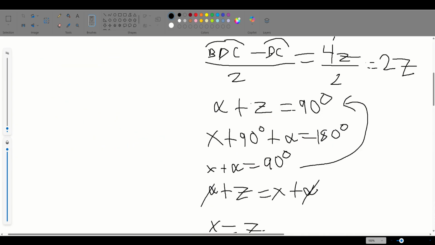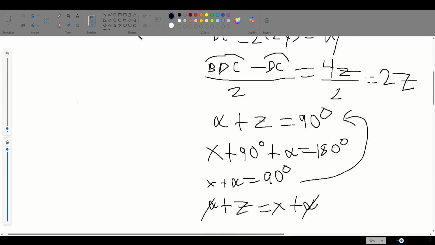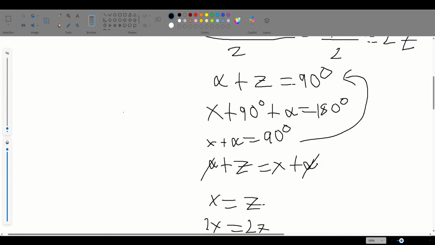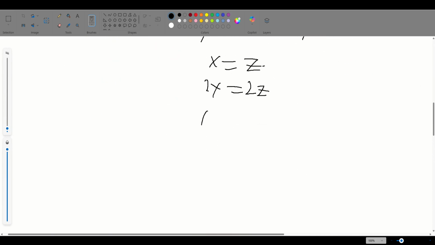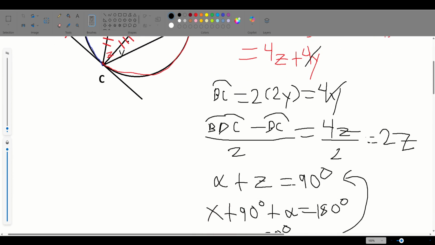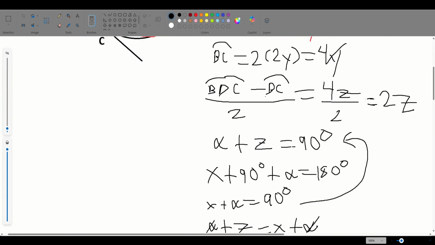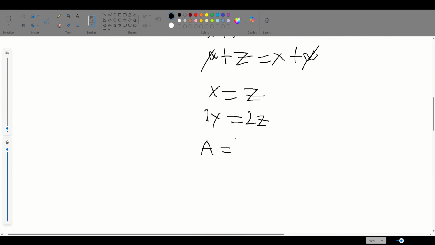Now let us multiply both sides by 2. Note that 2X is equal to angle A, and 2Z, as we have learned earlier, is this part right here. So substituting this, we get that angle A equals arc BDC minus arc BC over 2.